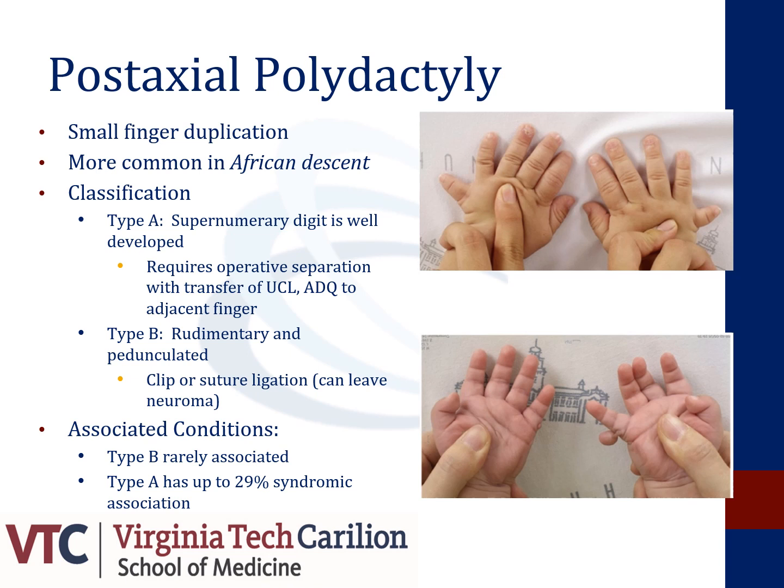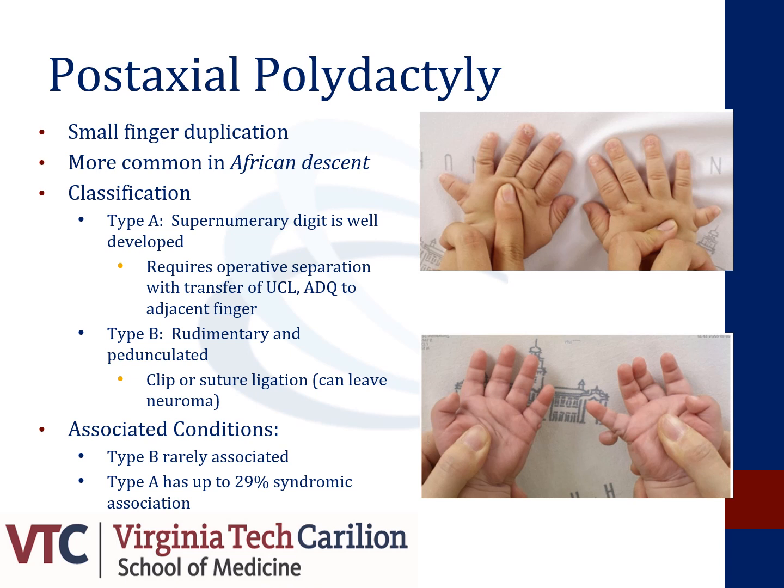Postaxial polydactyly, on the other hand, is typically an autosomal dominant type of inheritance with variable penetrance, and it can be bilateral. It's much more common in those of African descent, 1 in 143 versus 1 in 1,339 Caucasians. In Caucasians, postaxial polydactyly may be related to a syndrome such as chondroectodermal dysplasia or Ellis-Van Creveld syndrome. Type A involves a well-developed digit, and type B is a pedunculated or diminutive digit.